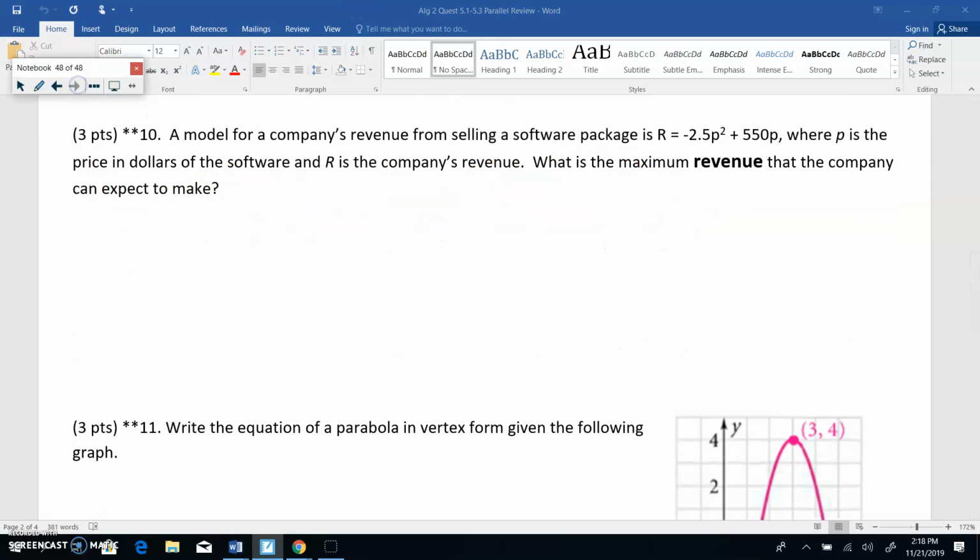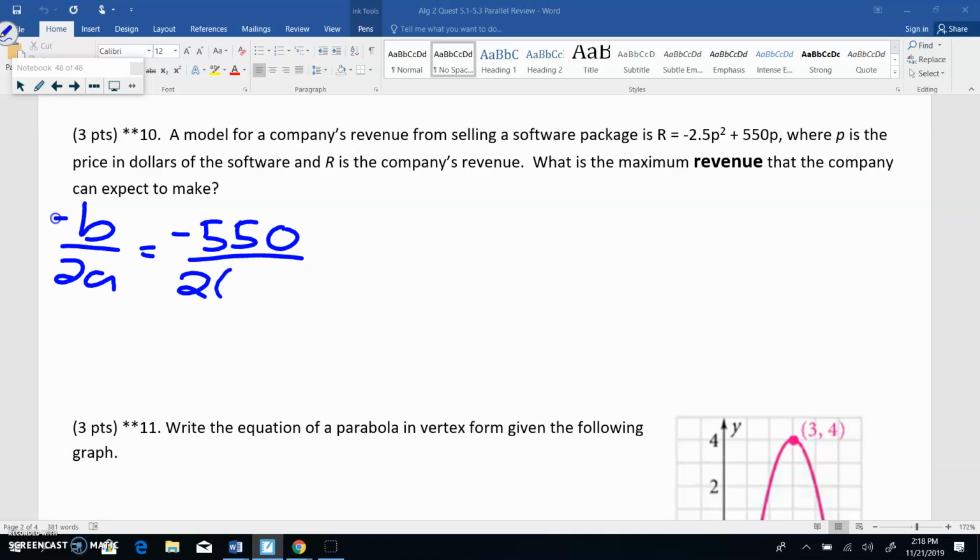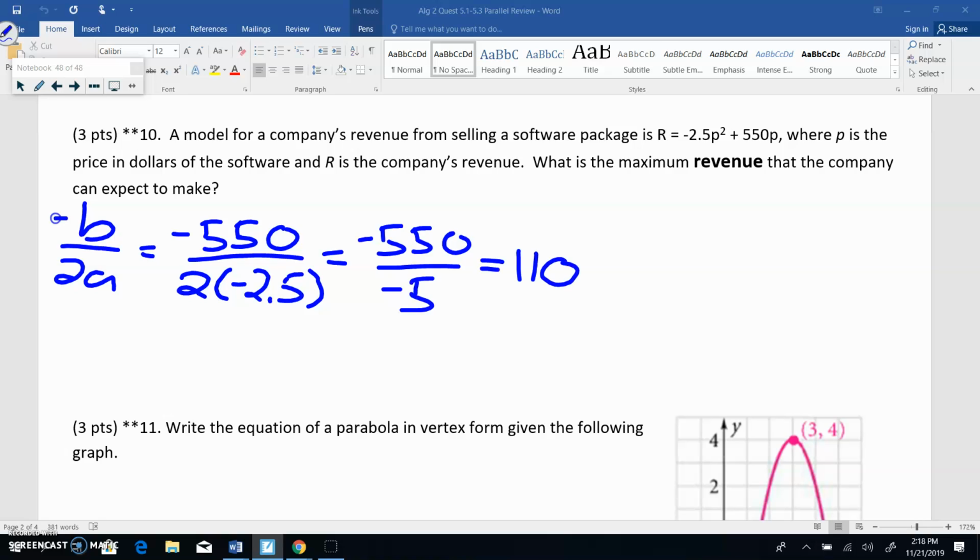All right, again, every single word problem, we start with the exact same spot. We are starting with the opposite of b over 2a. Okay, so if I start with that, I should have -550 over 2 times -2.5. All right, go ahead and simplify this a little bit. Okay, you should end up with 110 here. Okay, in this case, that is the price.